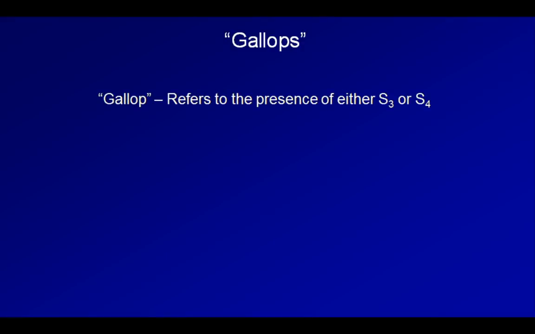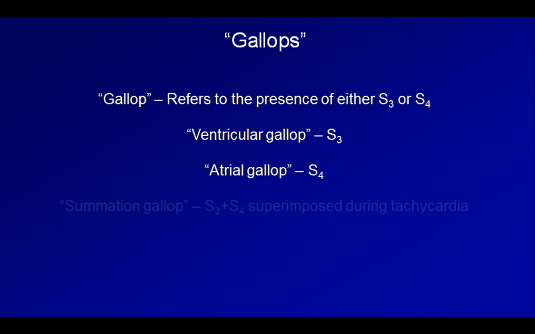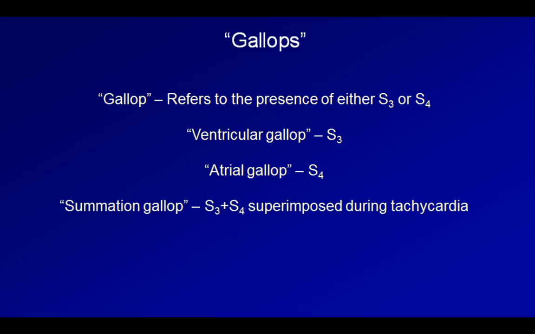Occasionally, some clinicians will refer to S3 and S4 as gallops. More specifically, a ventricular gallop is an S3 and an atrial gallop is an S4. On rare occasions, one might come across the term summation gallop. This is used to describe a situation in which an S3 and S4 are superimposed on one another during tachycardia.